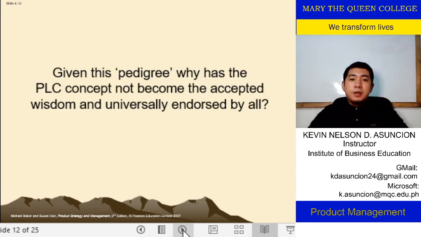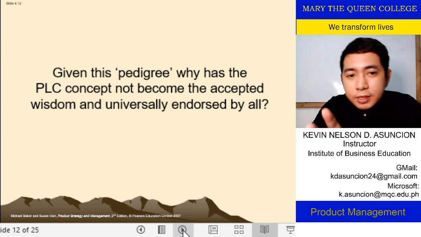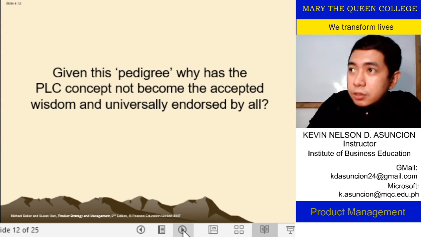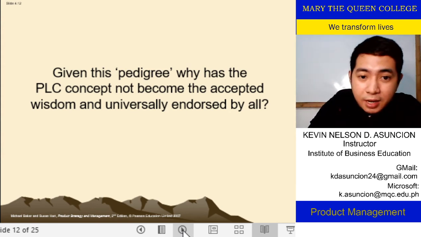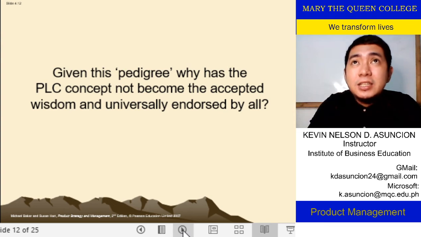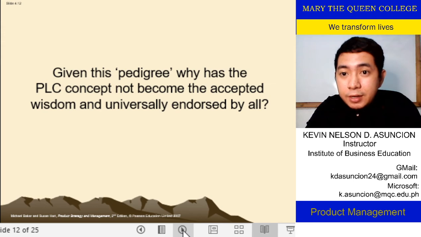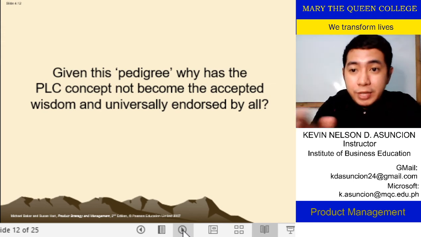So given this pedigree, why has this PLC concept not become accepted wisdom and universally endorsed by all? No? This is one of the complications of the product life cycle. It's because it doesn't show the exact things, no. It just illustrates the current situation of the brand so you can plan what to do next.